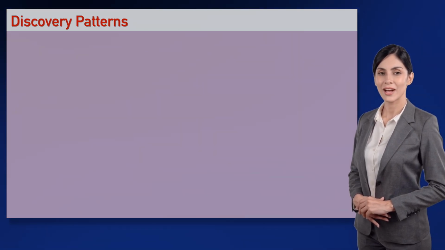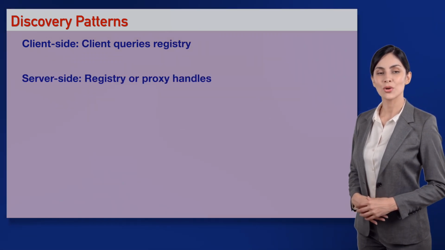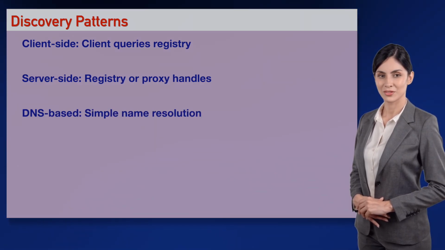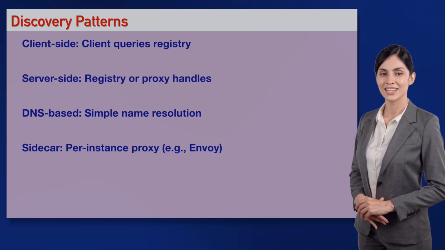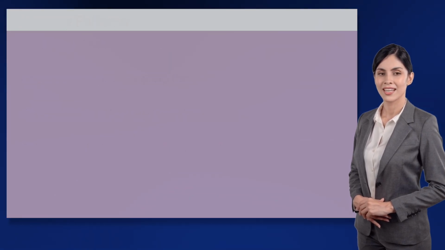Discovery patterns. Client-side has clients directly query the registry and load balance. Server-side lets the registry or a central proxy manage discovery. DNS-based uses simple name resolution with SRV records for ports. Sidecar pattern deploys a proxy like Envoy per instance for local discovery and traffic control.